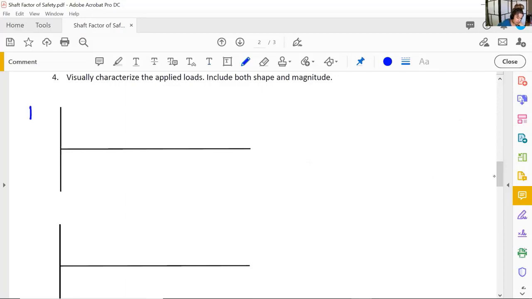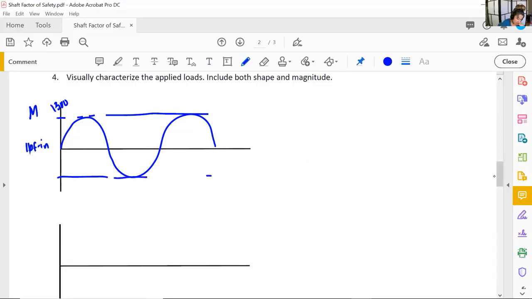So we have bending moment in pound force inches. It's fully reversed, and it's fluctuating between 1300 and negative 1300. Torsion is steady, and 1100 was our value. So that's all you have to do.